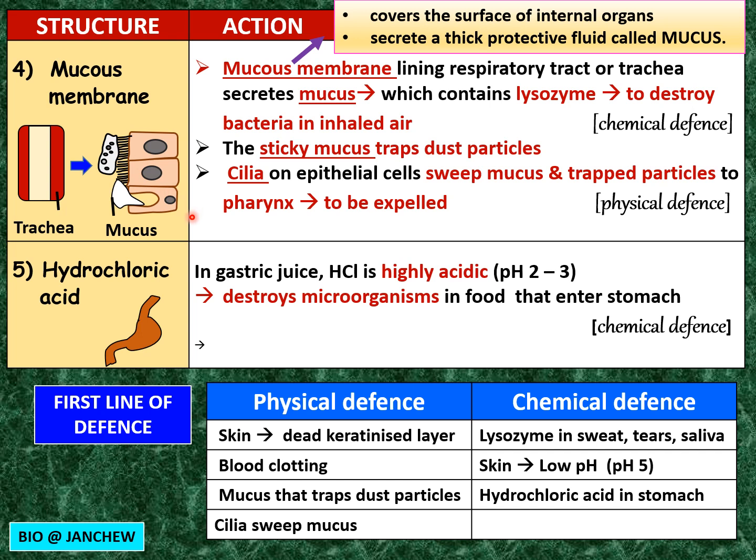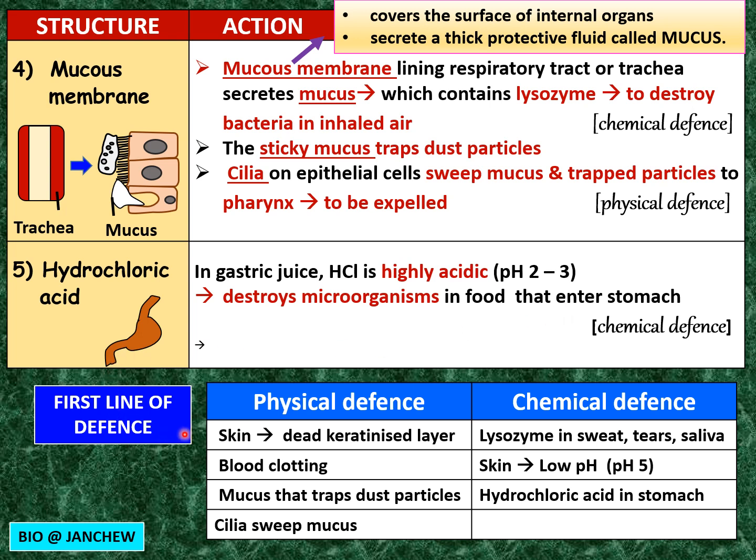Okay, so there are three actions here concerning the mucous membrane in the trachea. Mucus contains lysozyme to destroy the bacteria. Sticky mucus traps the dust particles, and the cilia will sweep the mucus and particles to the pharynx. Now, next and lastly, we have hydrochloric acid, which is found in gastric juice in the stomach. The hydrochloric acid is highly acidic, having a pH of 2 to 3. This will destroy microorganisms in the food and drinks that enter the stomach.